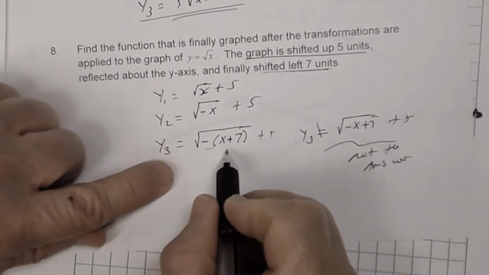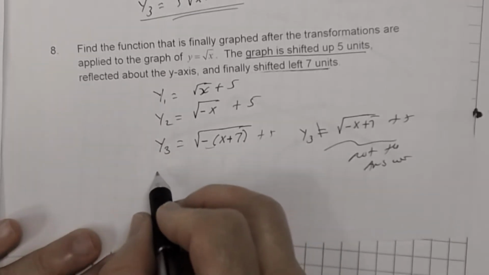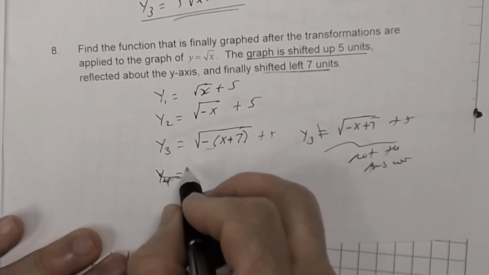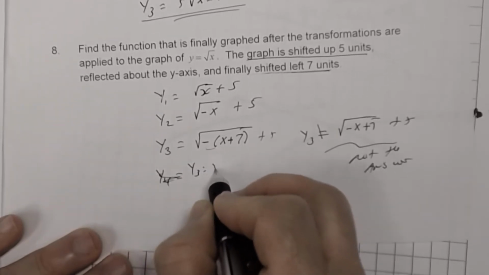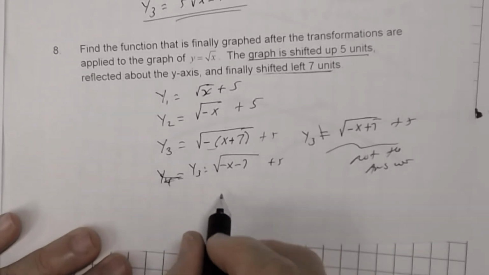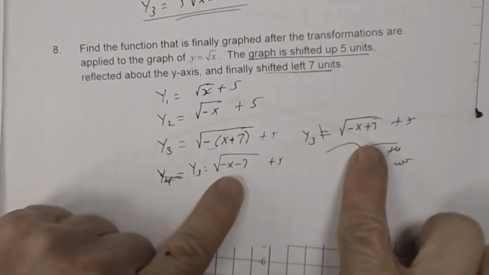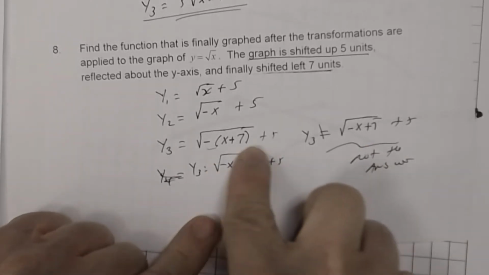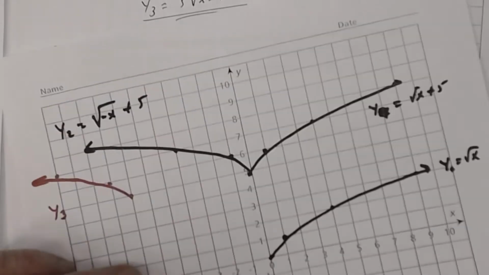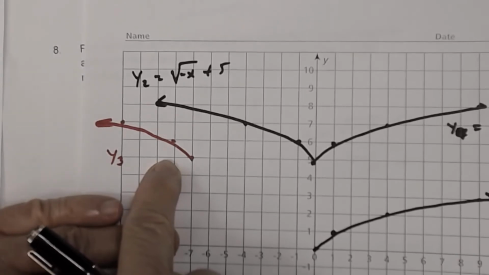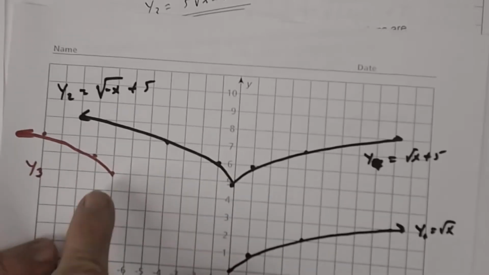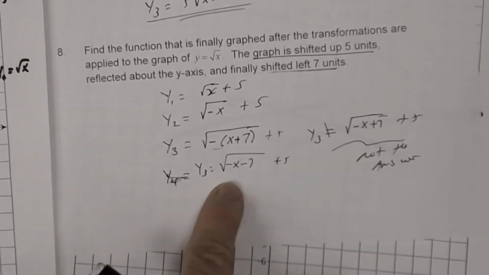Now if I distribute that negative, notice what happens. Y3 equals the square root of, if I distribute, negative x minus 7, plus 5. So you see, those are different. This right here is actually this, and that's what you wanted. So let's see if it's true. Remember, this is what I want, this is what I'm saying it is.